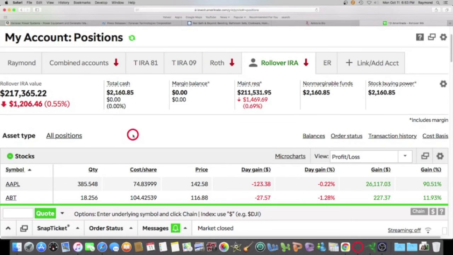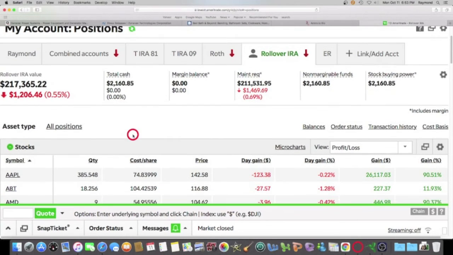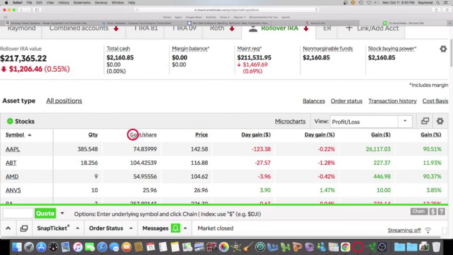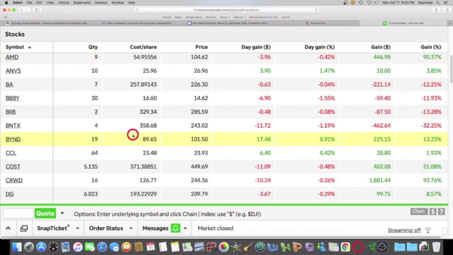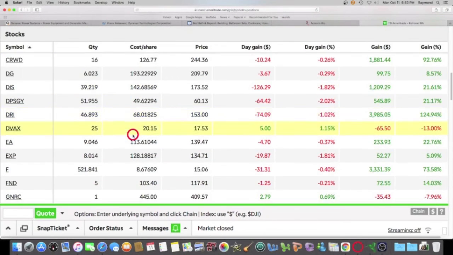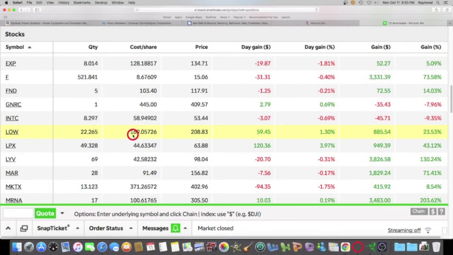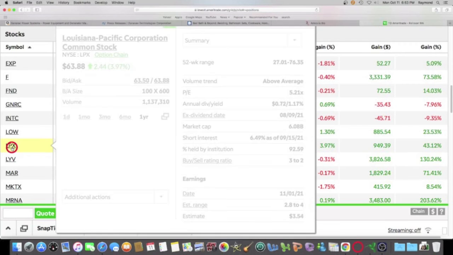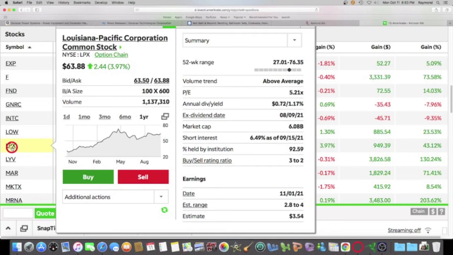Let's talk about my best performing stock of the day. So we're going to scroll down, and it is right here. I'm at 3.97%. I made over $120 a day. The stock ticker is LPX, and this is Louisiana Pacific Corporation.